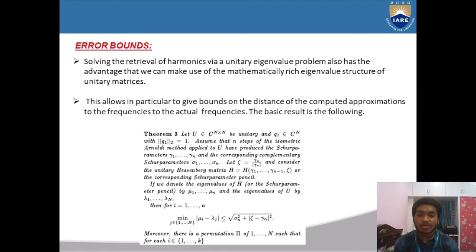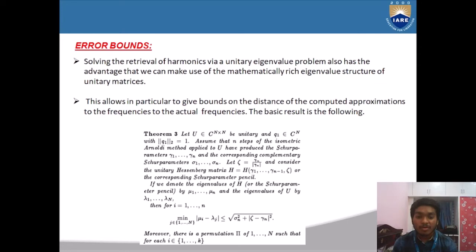Let U be a unitary matrix of order n, and let q1 and q2 belong to C with modulus of q1 equal to modulus of q2 equal to 1. I think q1 equals plus or minus q2. Assume that n steps of the isometric Arnoldi method applied to the matrix U have produced the square parameters gamma 1 to gamma n and the corresponding complementary square parameters sigma 1 to sigma n.